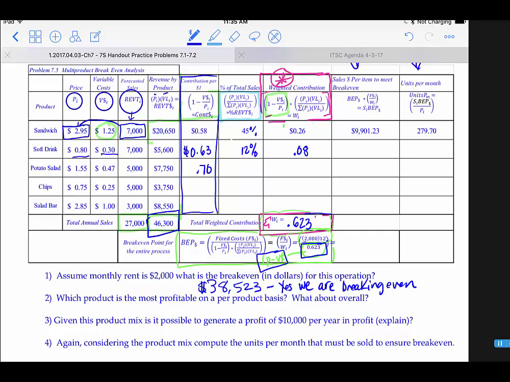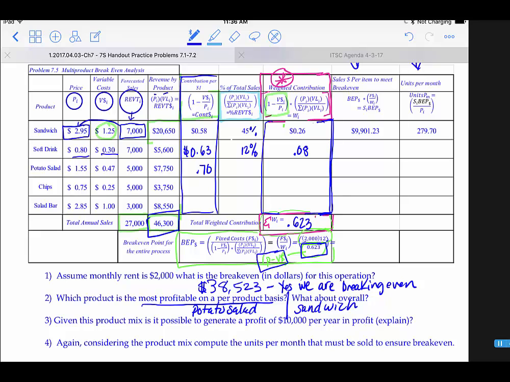Now, that doesn't necessarily tell us which has got the greatest weighted contribution, which is kind of a different thing because this takes into consideration sales. So generally I'll ask what's the most profitable on a per product basis. So in this case it's going to be the potato salad. But what about overall? Well, overall it's going to be the product that has the largest value over here in this column, and I believe in this problem it's the sandwich because it has that 0.26. I believe that's the highest.